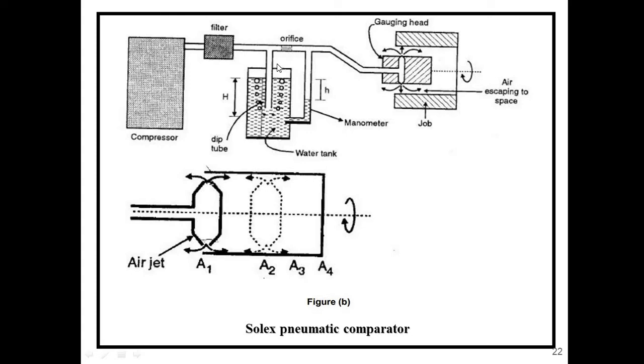So the length of the dip tube is going to decide the pressure of the air which is coming out of this orifice. Whatever excess air is there comes out of this dip tube in the form of bubbles. Now what is happening in this Solex pneumatic gauge? As I told you, whatever excess air is there leaks out of the dip tube, and bubbles will come out.